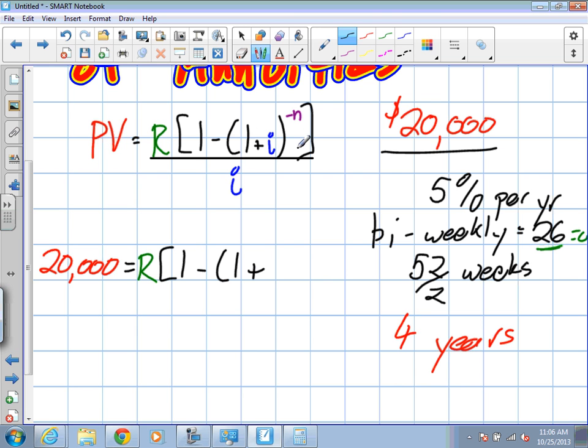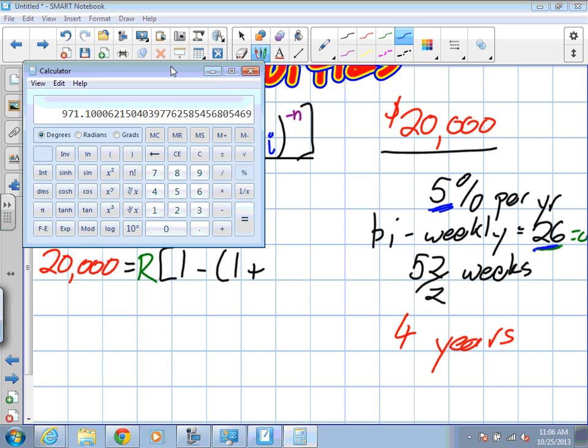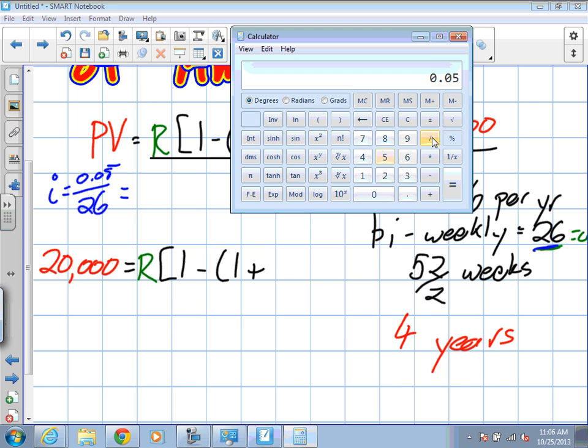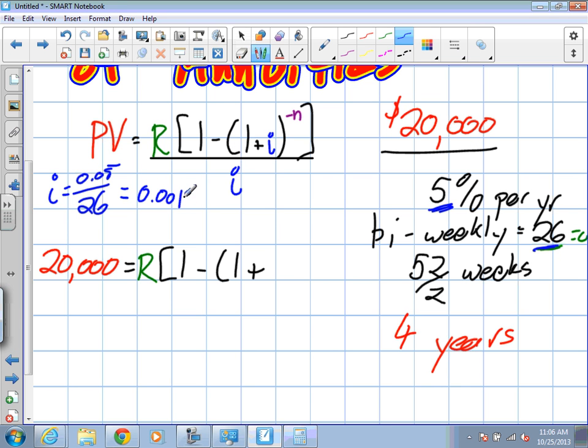Now I have to calculate I. Does anyone remember how we calculate I? Percentage. Yeah, percentage, divided by 26. And what does 26 stand for? Yeah, it's also known as our compounding period. That's the word I was looking for. Good. So we take that 0.05, we divide by 26. Very odd number. 0.001923. So I got a pretty large number for I, so I'm going to put in 0.001923. I want to be as accurate as possible.